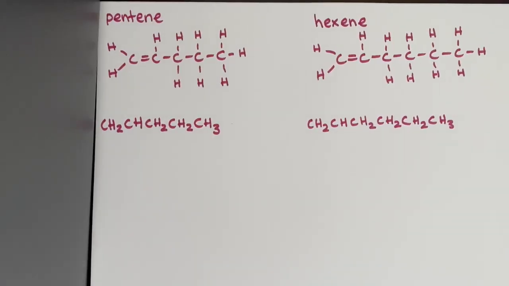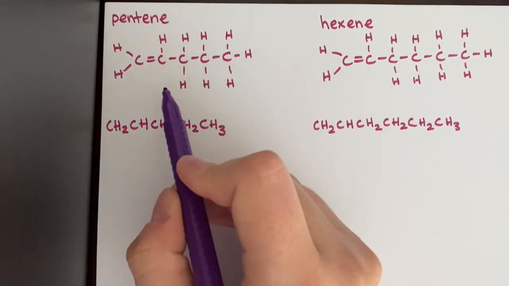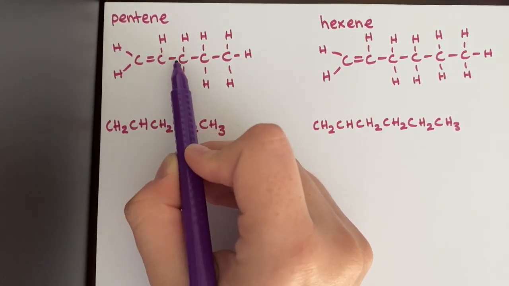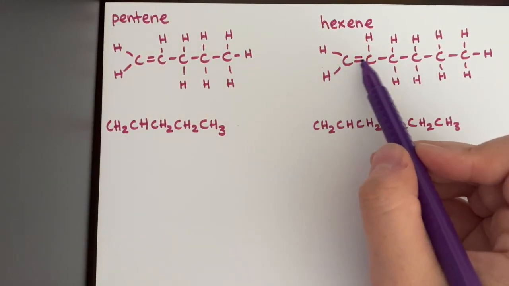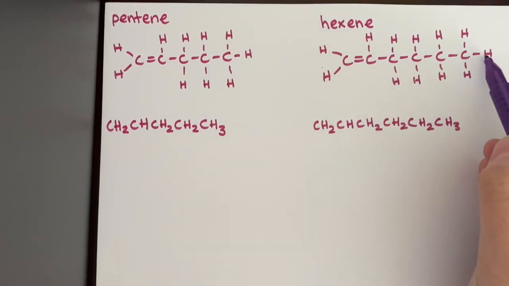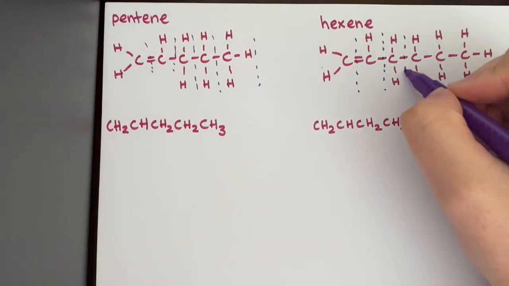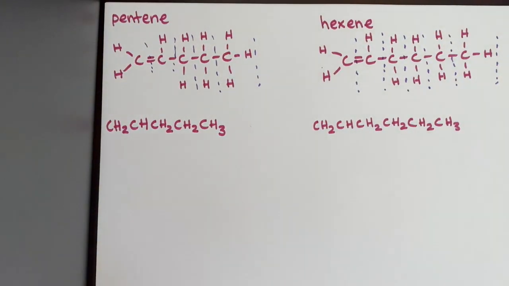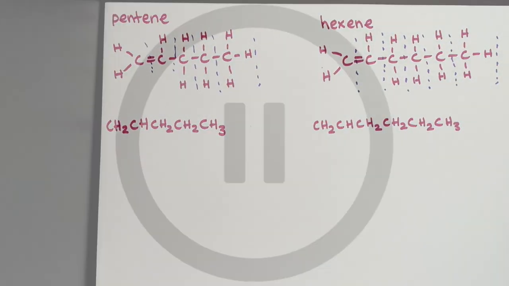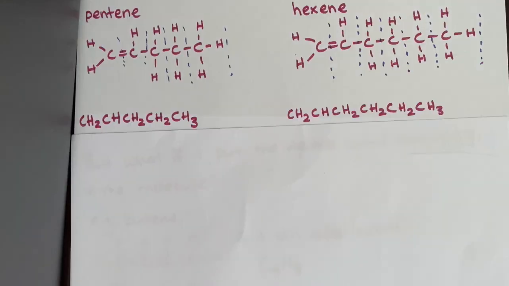Awesome, so your pentene and hexene should look like this. You've got my 5 carbons in pentene, 6 in hexene, double bond between the first 2 carbons, and I've just put in enough hydrogens. Now I'm just showing how you can break it apart and write a condensed structural formula. Pause here and figure out the molecular formula.